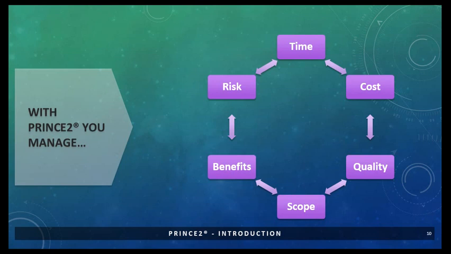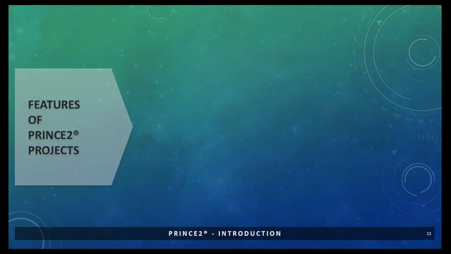Now let's look at the features or characteristics of a project. According to Prince2, there are 5 characteristics of a project. Characteristics are the elements which will differentiate between a project and operations. In Prince2 context, operations is referred to as business as usual. So what are these 5 characteristics? Let's look at them one by one.